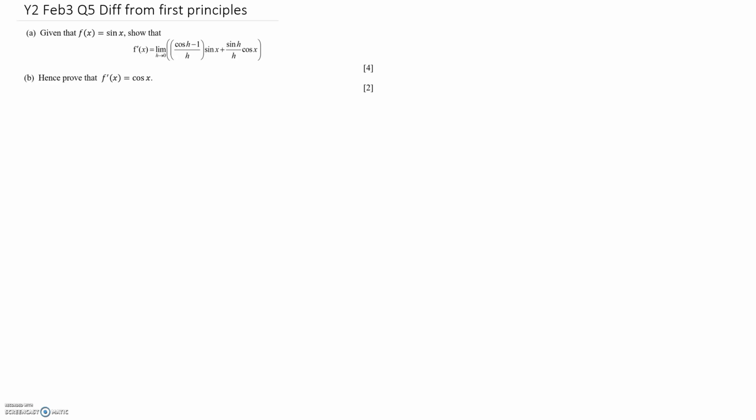In these differentiation from first principles questions, it's really important to show every step of working out really clearly, because we know the derivative of sine x is cos x, but we have to prove it from first principles, showing every step of working out. So f(x) equals sine x.